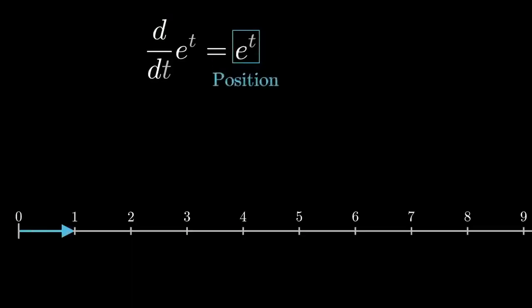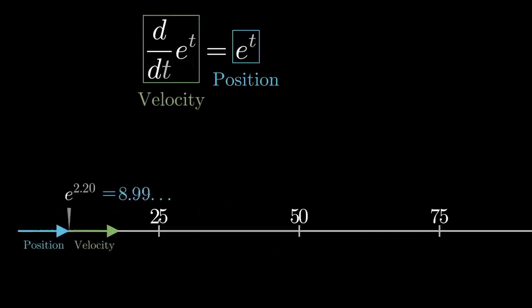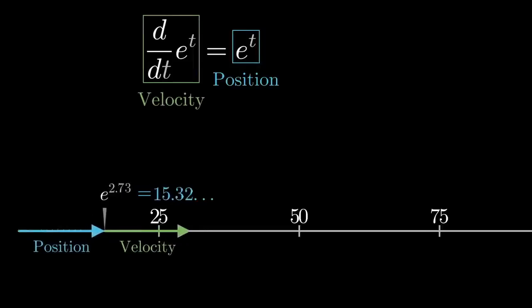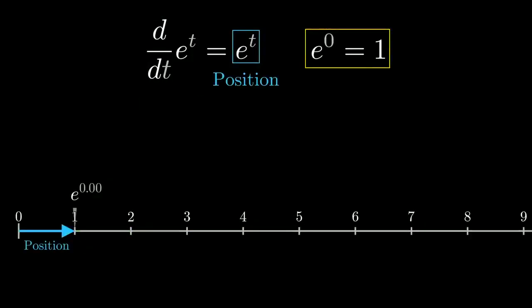For example, let's say you think of this as telling you the position of some point on the number line as a function of time. Then what the derivative expression is telling you is that at every moment, the velocity vector must look identical to the position vector. And more specifically, because you know that e to the 0 equals 1, anything to the 0 is 1, you also have an initial condition. It's telling you you start at the number 1.